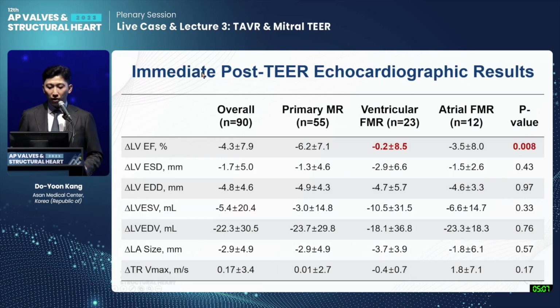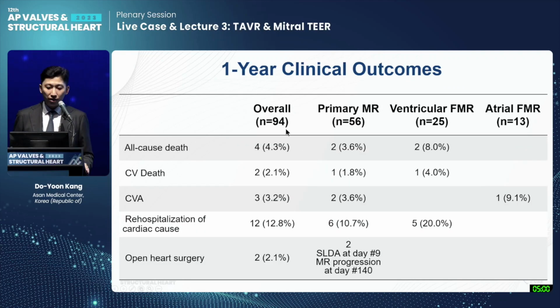Also, I need longer post-TEER echocardiographic follow-up, but the number is still small, so I will present the data later. And this is the 1-year clinical outcome in 94 patients. In 1 year, all-cause death happened in 4% of the patients, 2 in primary MR and 2 in ventricular MR. CV death was half of all deaths, and rehospitalization happened in about 12% of the patients. And 2 additional open heart surgeries for MR treatment happened, after 9 days for SLDA and after 4 months for MR progression.